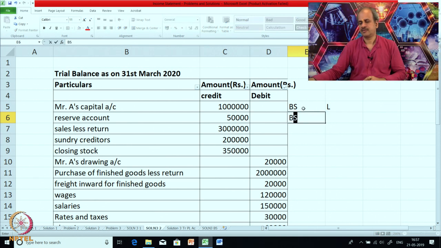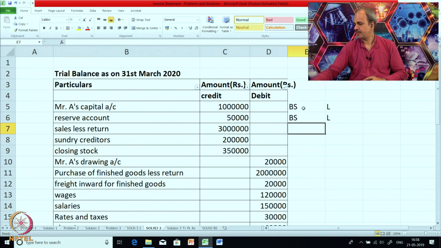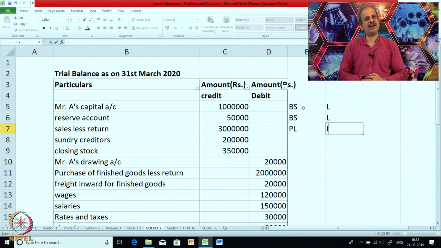Reserves. Again, a liability item in the balance sheet. Sales less returns, this is a profit and loss income item. See, now your work is very simple because we have separated credit balances and debit balances.